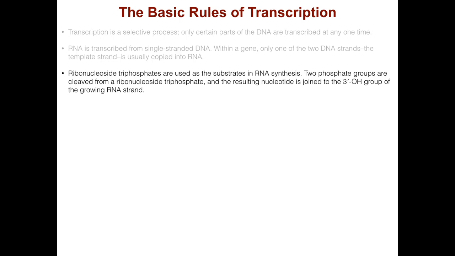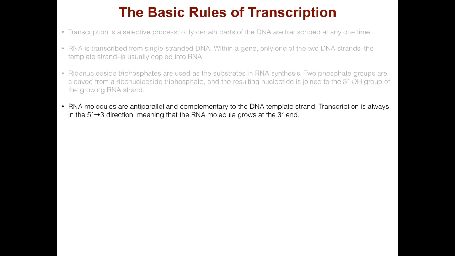Ribonucleoside triphosphates are used as a substrate in RNA synthesis. Two phosphate groups are cleaved from a ribonucleoside triphosphate, and the resulting nucleotide is joined at the 3' hydroxyl group of the growing RNA strand. RNA molecules are anti-parallel and complementary to the DNA template strand. Transcription is always in the 5' to 3' direction, meaning that the RNA molecule grows at the 3' end.